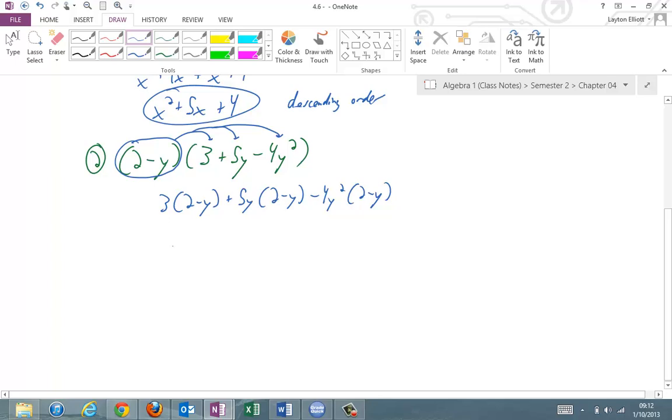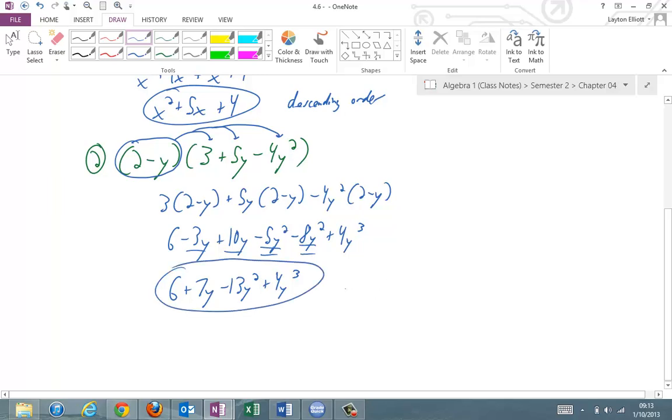Multiply in, distribute again, we get 6 minus 3y plus 10y minus 5y squared minus 8y squared, then plus 4y to the third power. Add like terms. We have y's here and we have y squareds here. 6 plus 7y minus 13y squared plus 4y cubed. If we look at this polynomial, this is what we call ascending order.